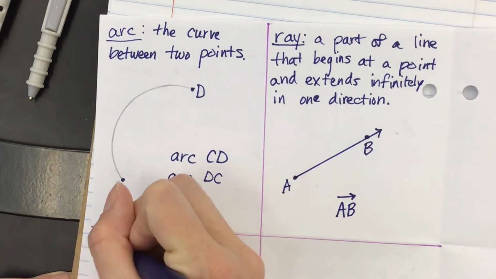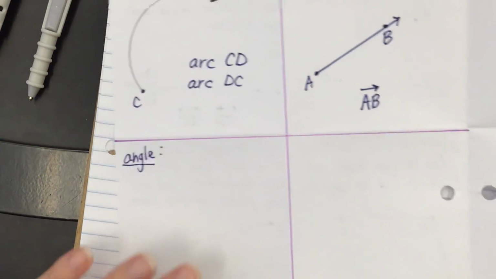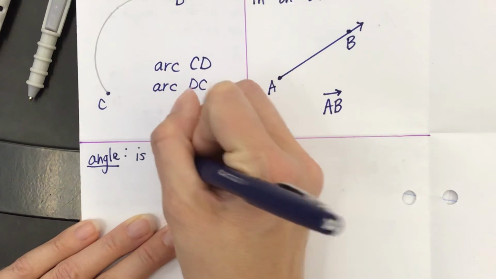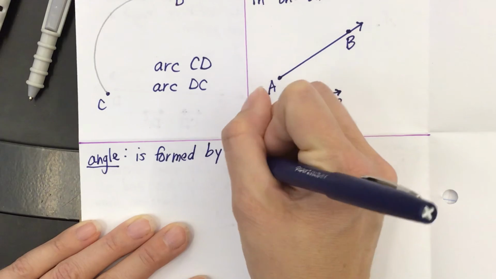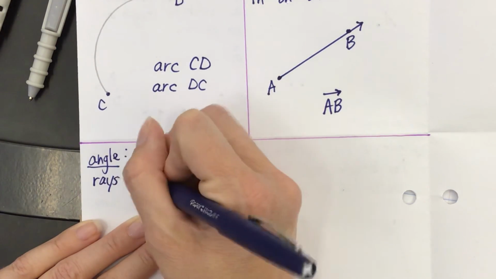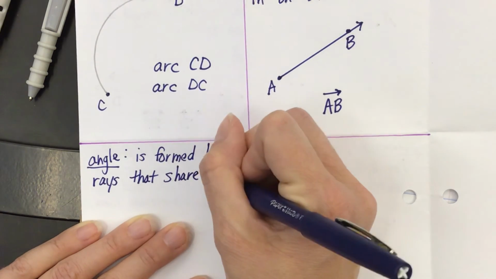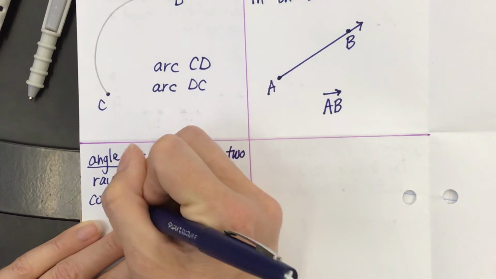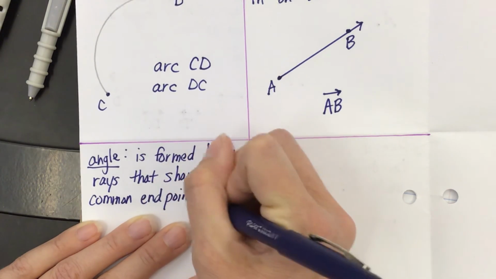So an angle is formed by two rays that share a common endpoint. Okay.